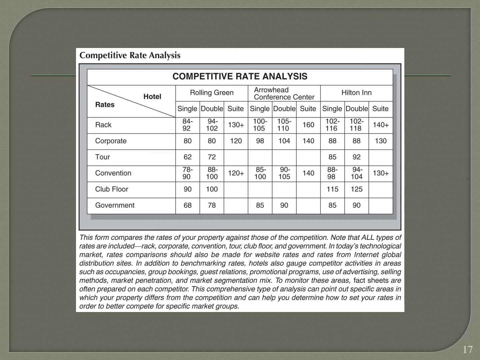Who has the highest tour rate? It would be Hilton, Hilton again. Our convention rate is 78 to 90, and Hilton's is 85 to 100. And then our club floor, if we have an executive floor or club floor, Hilton definitely has that. And then our government rate, Hilton and Arrowhead are the same. And so we can look at this and compare.